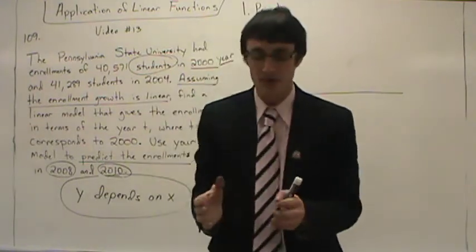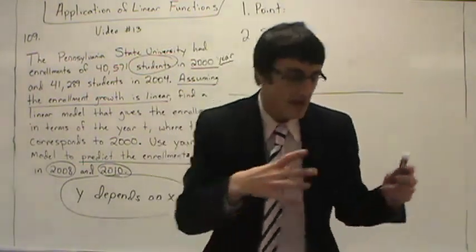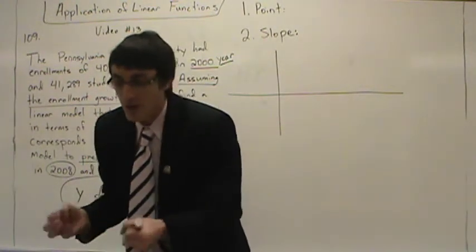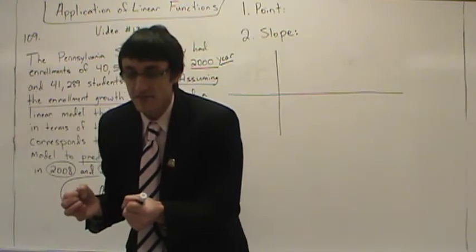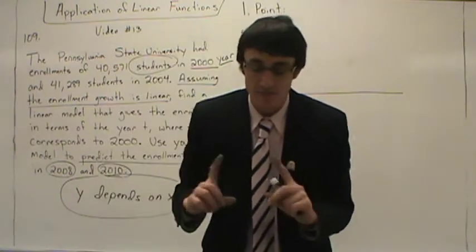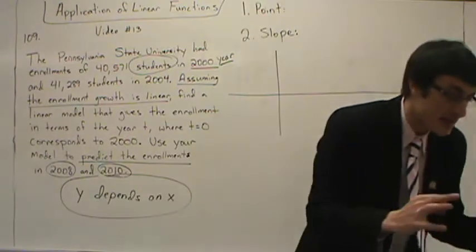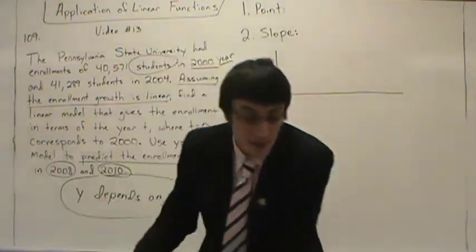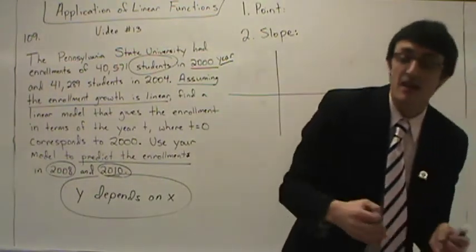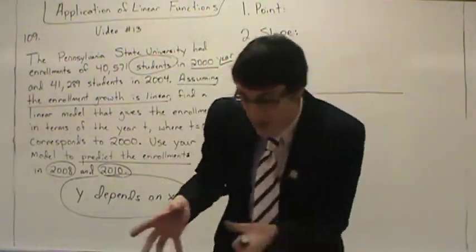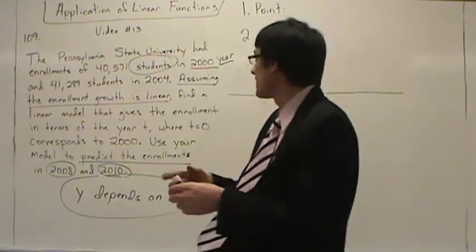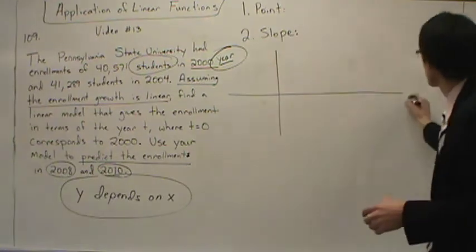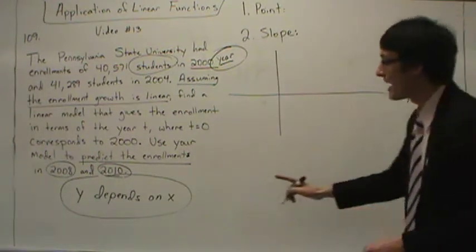Students and year. Would it make more sense to say that the year it is depends on the number of students, or that the number of students depends on the year it is? Hopefully you can hear the dependency: the number of students depends on what year it is. Again, time is generally our x-axis, so we're going to call this the year. Y depends on x.